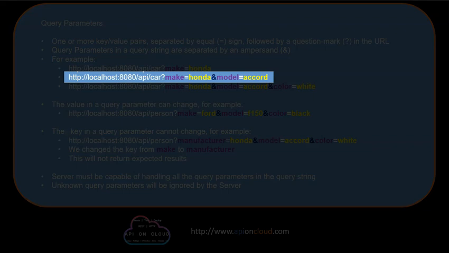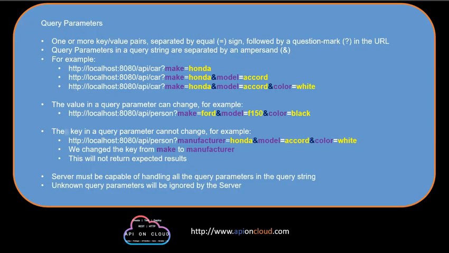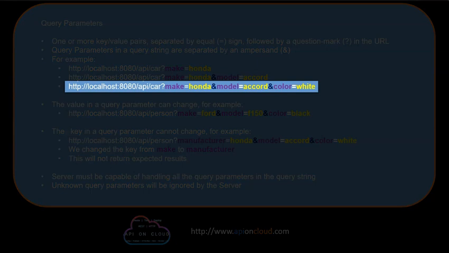The second URL has two query parameters separated by an ampersand. The key of the second query parameter is model and its value is accord. Similarly, the third URL has a third query parameter added in the same way we added the second query parameter.